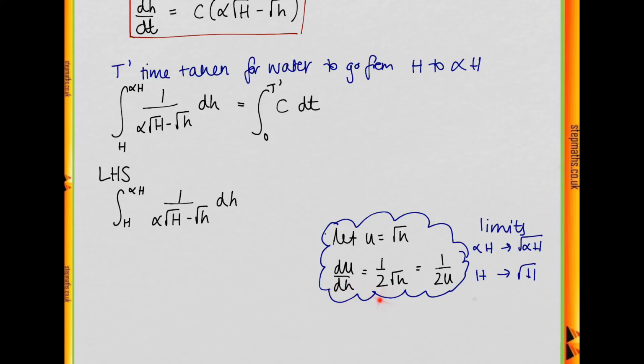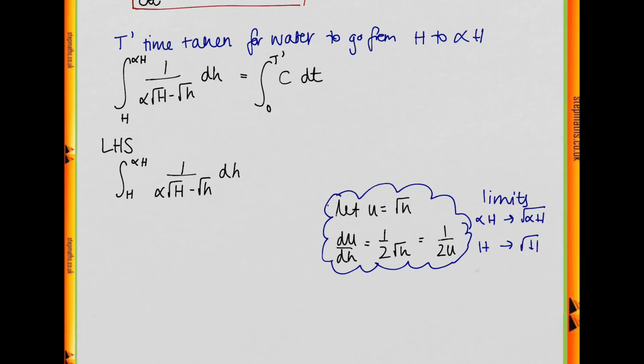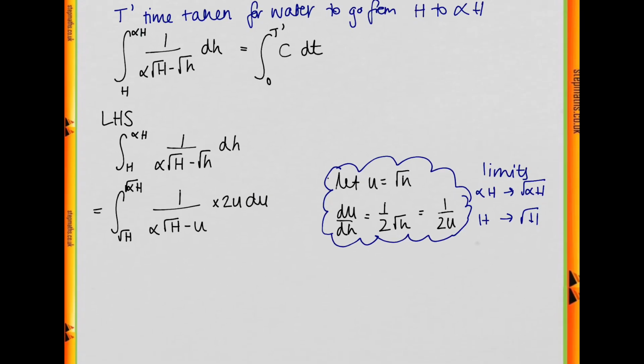So we get du/dh equals 1 over 2 root h, which is 1 over 2u. The limit alpha H becomes root alpha H, and the limit H becomes root H. Making this substitution, we get this new integral, and simplifying it down, we first notice that there is a u on the top and a u on the bottom, so we can split this into partial fractions. Have a go yourself at splitting this integral into its partial fractions. There will be a number term and a fraction term as well.